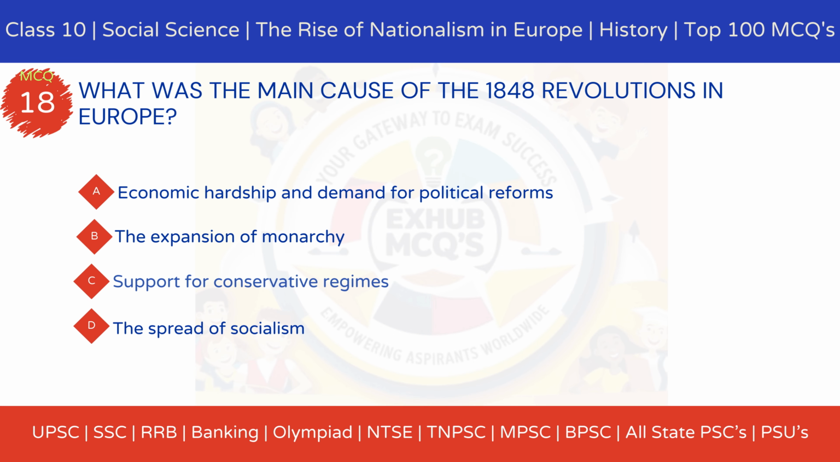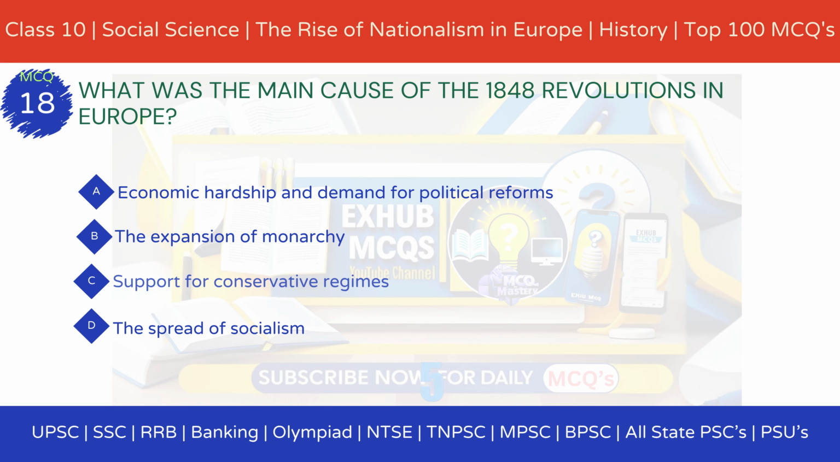What was the main cause of the 1848 revolutions in Europe? Option A. Economic hardship and demand for political reforms. Option B. The expansion of monarchy. Option C. Support for conservative regimes. Option D. The spread of socialism.